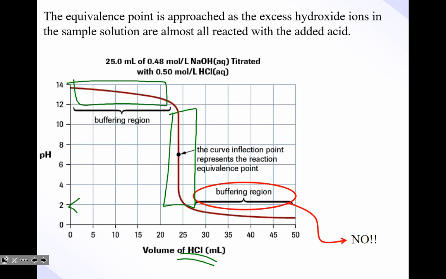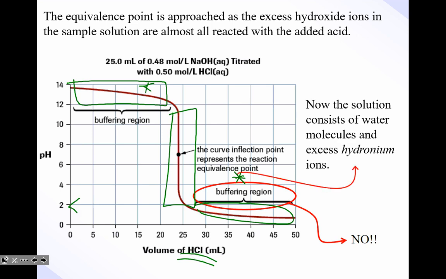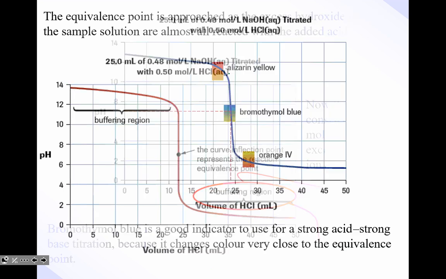I've reached my capacity. Now that I add HCl, all my hydroxide ions are accounted for. I can't chemically react with hydroxide anymore, so then I have an excess of hydrochloric acid or hydronium ions, and that's why the pH goes down. And this is, again, no longer called a buffering region, only here, okay? Now the solution consists of water molecules and excess hydronium ions once you've surpassed the capacity.